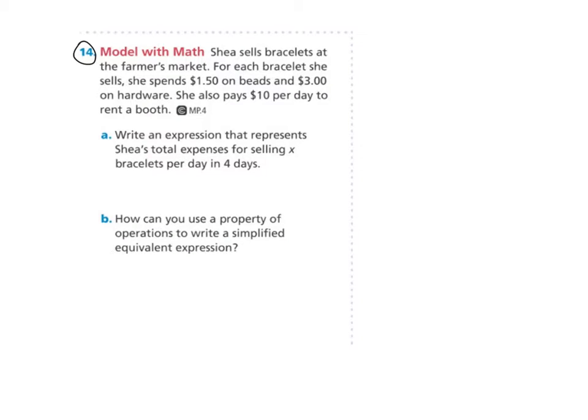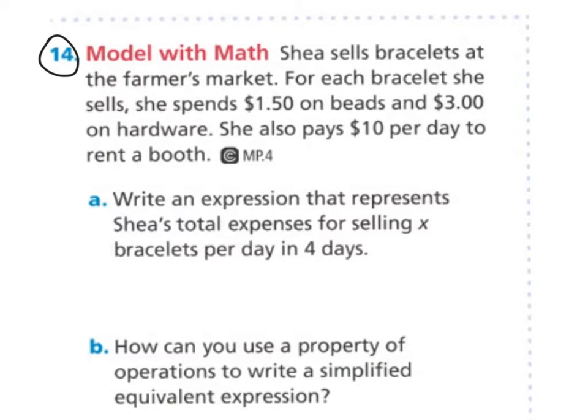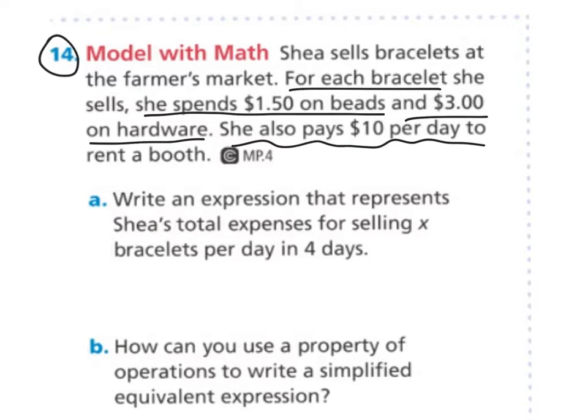Number 14, Shay sells bracelets at the farmer's market. For each bracelet she sells, she spends $1.50 on beads and $3 on hardware. And she also pays $10 per day to rent a booth. So part A, they want us to write an expression that represents Shay's total expenses if she sells X bracelets per day in 4 days.